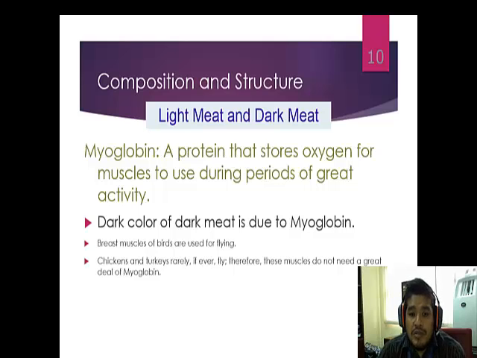The breast muscles of birds are used for flying. Chickens and turkeys rarely, if ever, fly. Therefore, these muscles do not need a great deal of myoglobin. All right? So that is the reason why it looks pale.